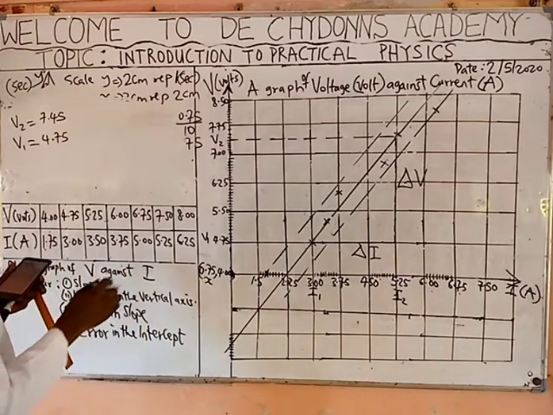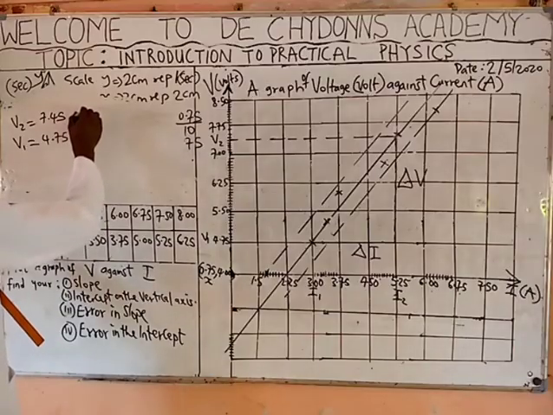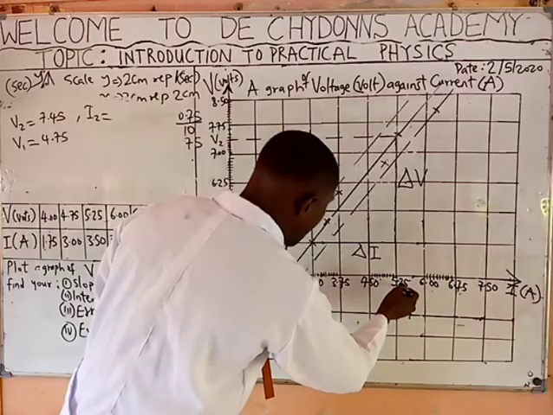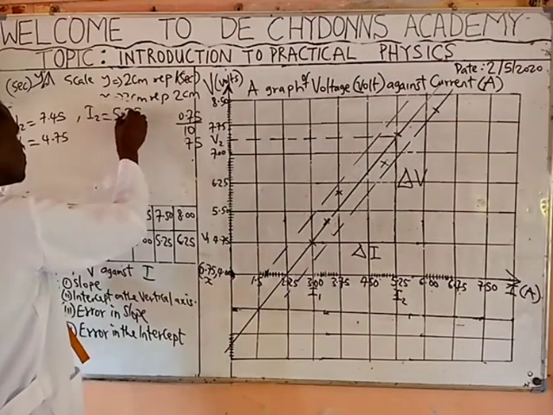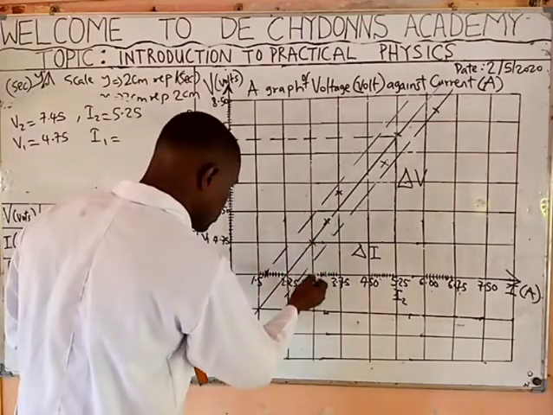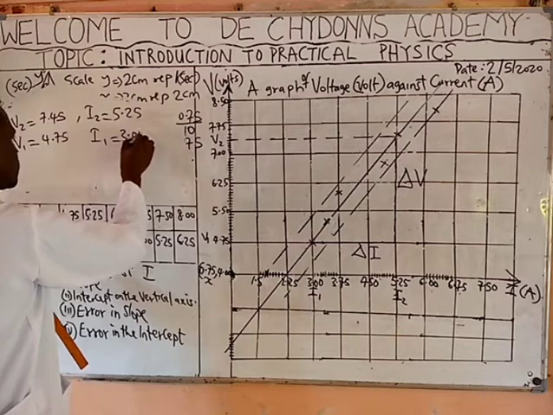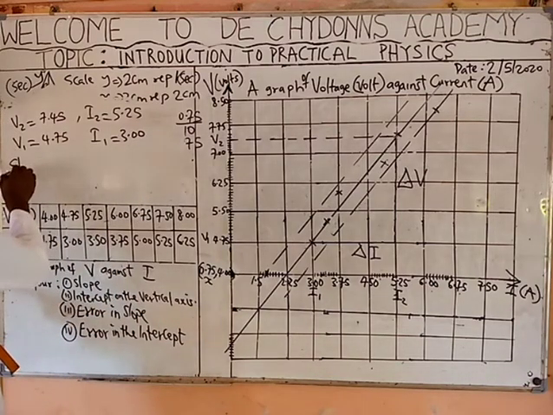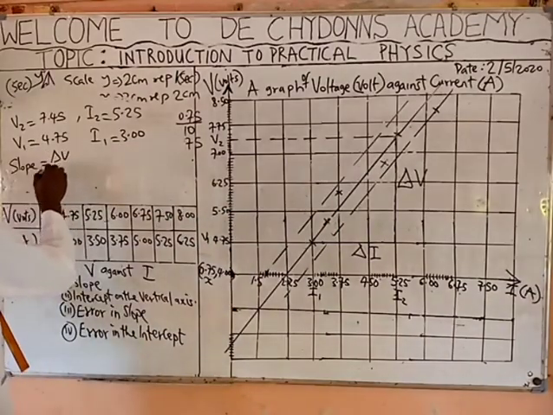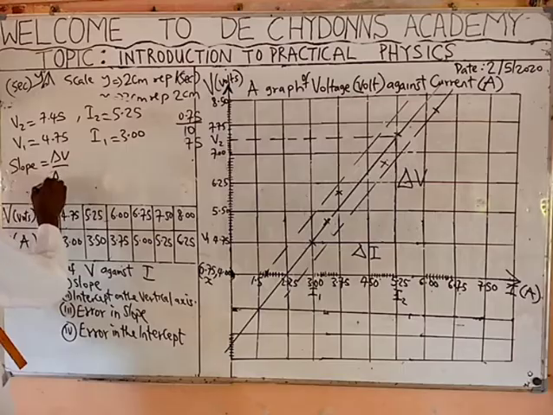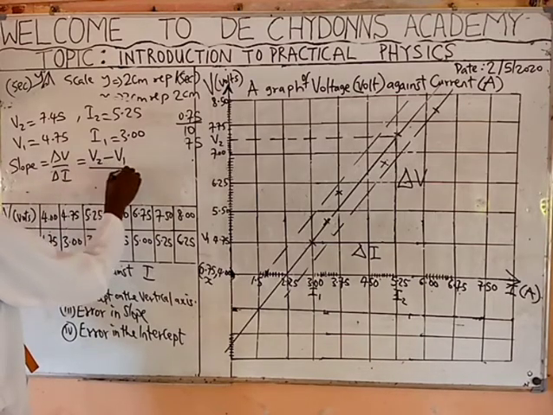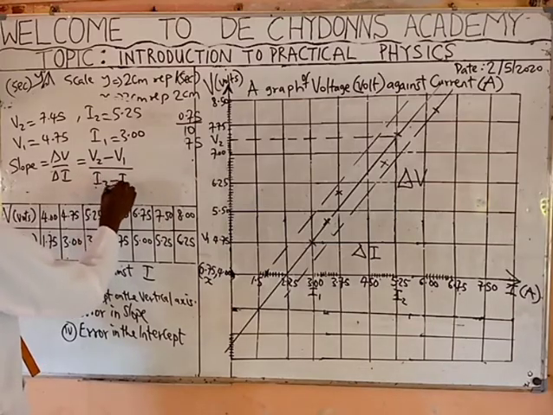Okay? Now, what you do is that you get your I2. I2 is what? I2 is 5.25. Then your I1 is equal to 3. Okay? Now remember that your slope is equal to change in V all over change in I. And what is your change in V? V2 minus V1 all over I2 minus I1.